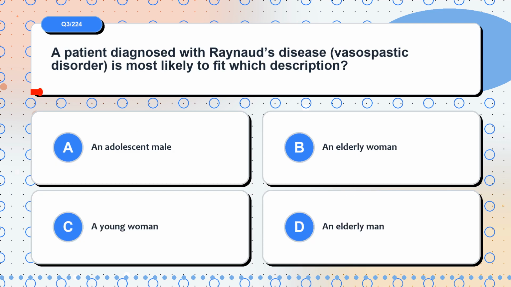Question 3. A patient diagnosed with Raynaud's disease, a vasospastic disorder, is most likely to fit which description? Here are the options. Option A. An adolescent male. Option B. An elderly woman. Option C. A young woman. Option D. An elderly man.